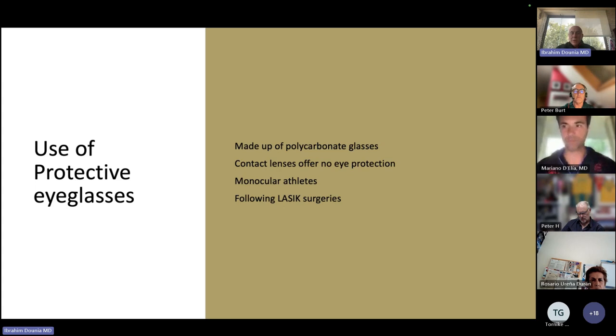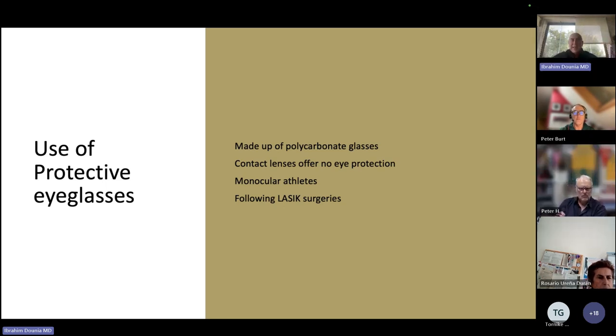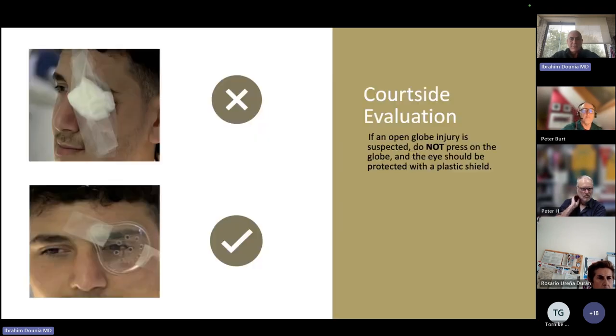Okay, the problem comes now. Why do not all athletes then use polycarbonate glasses? Because using glasses during basketball games for professionals may affect their peripheral visual field and may affect their performance. So this is a very important slide to keep in mind for these patients. Very important on the courtside evaluation.